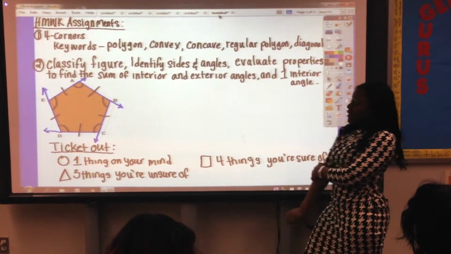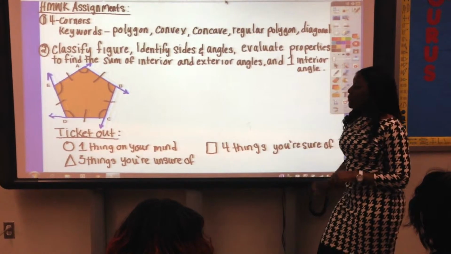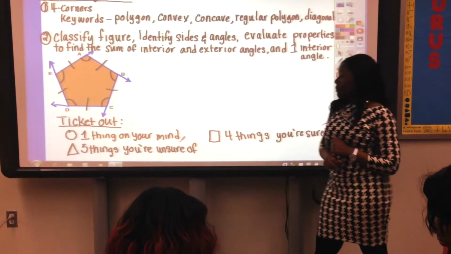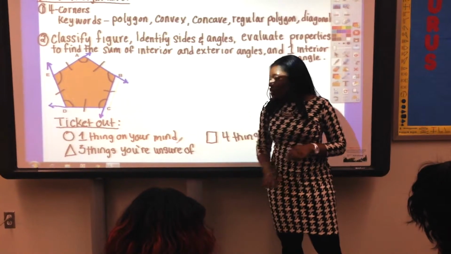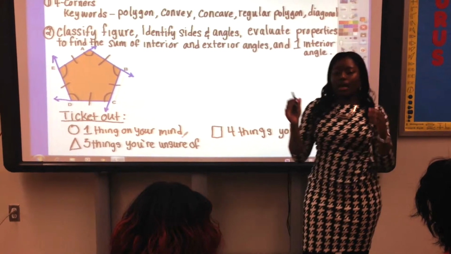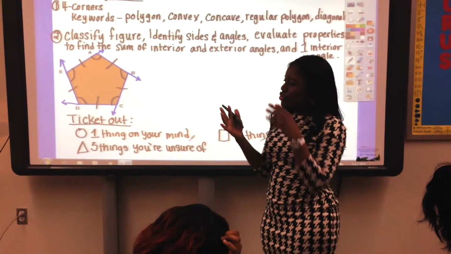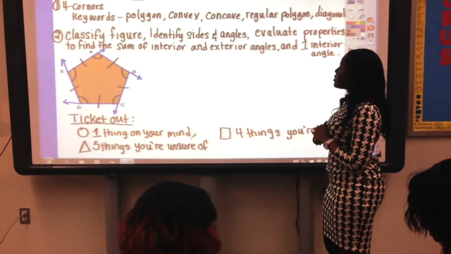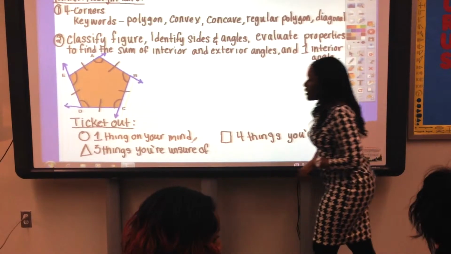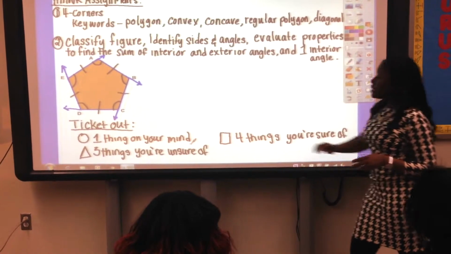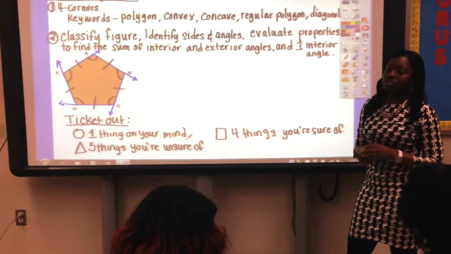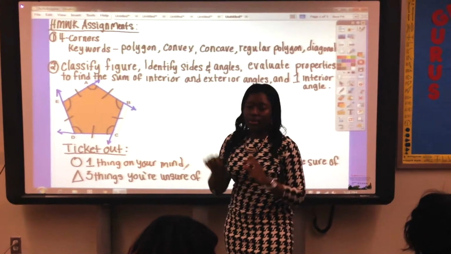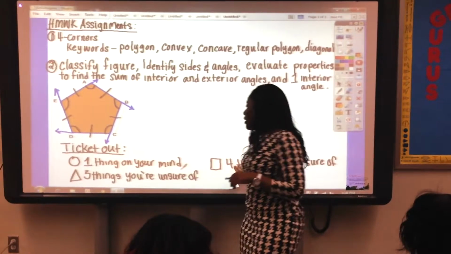And before you leave today, you will complete this ticket out. On the second color sheet of paper, you will draw a circle, one thing that you have on your mind. You will draw a triangle, which will be 3 things that you're still not sure about. There might have been a key word that you still are getting mixed up with something else, but tell me what those 3 things are that you are unsure of. And in the square you'll tell me 4 things that you are certain of. Just give that to me on your way out. Any questions? No. All right, this should only take about a minute to do.